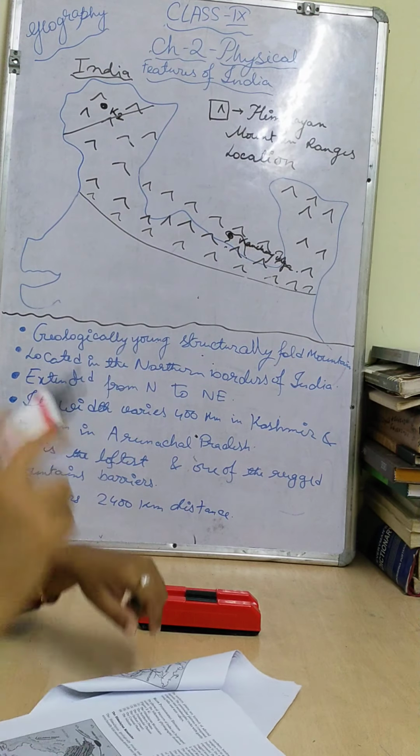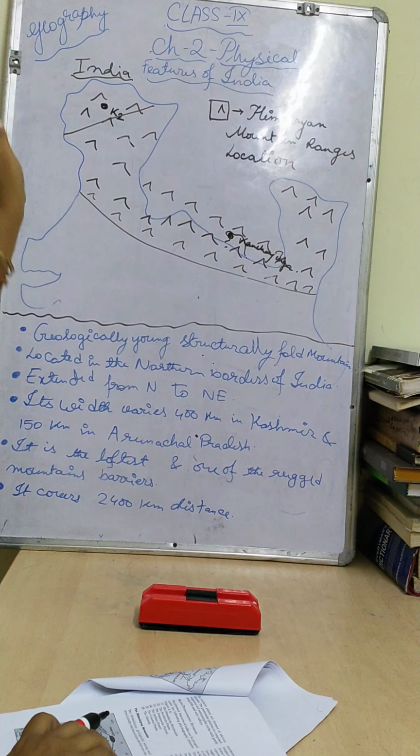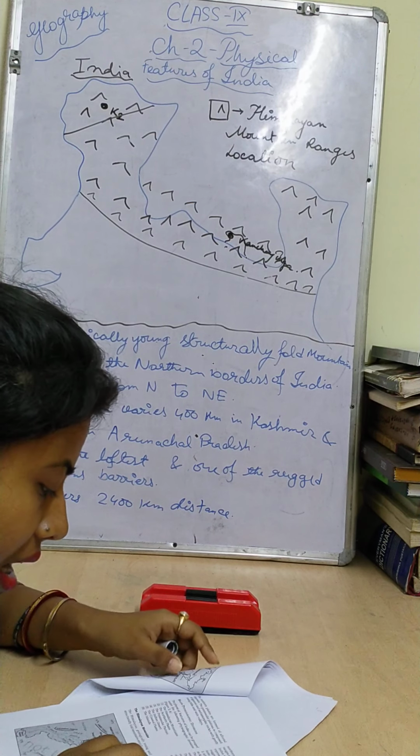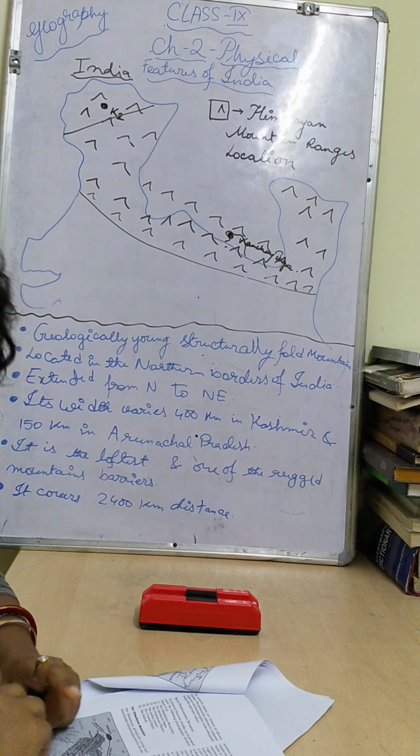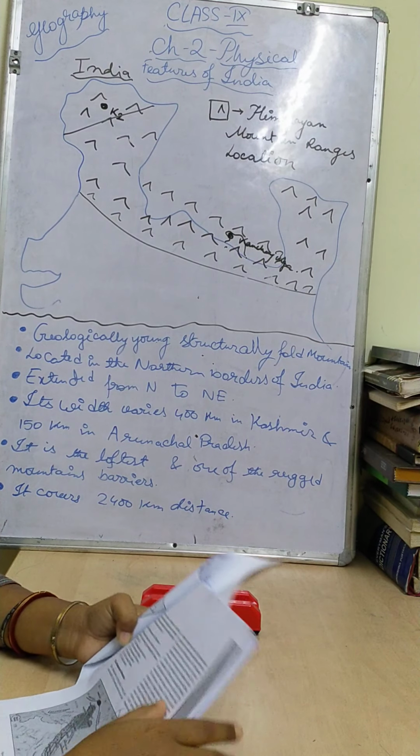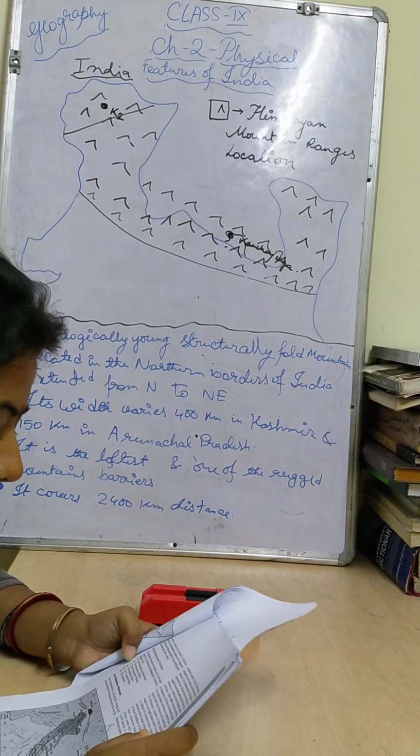Altitude means the height. Altitude variations are greater in the eastern half than in the western half. In the eastern portions the heights are more, in the western portion the heights are less. Okay, a number of valleys between these ranges have been found, and so many hill stations we can find here.